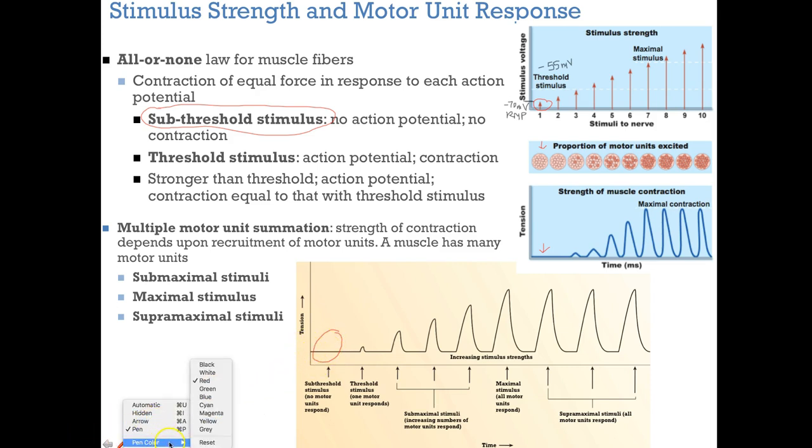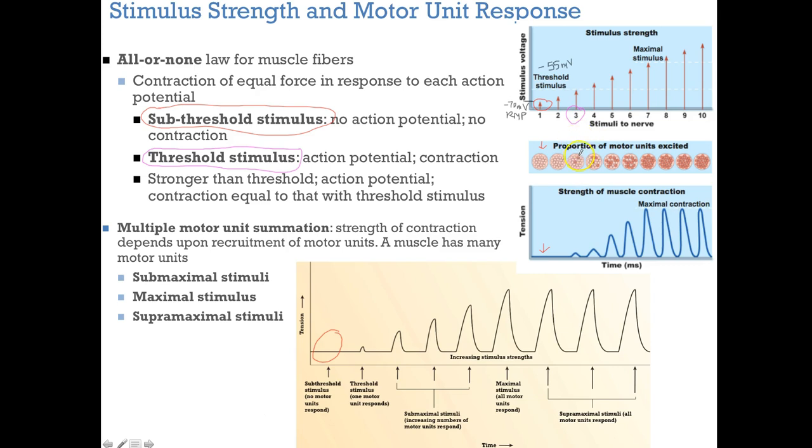When we get to our threshold stimulus, we get our action potential, and it's going to send that action potential along the sarcolemma of the muscle and cause contraction to take place. So that would be like number 3. I forgot to circle number 2 for our threshold stimulus there too.